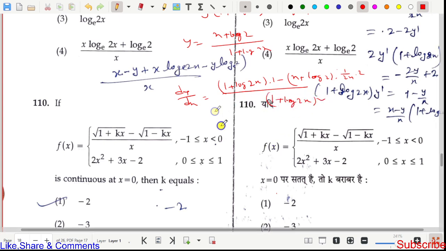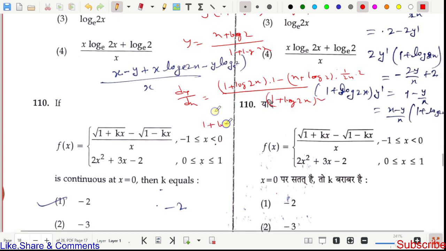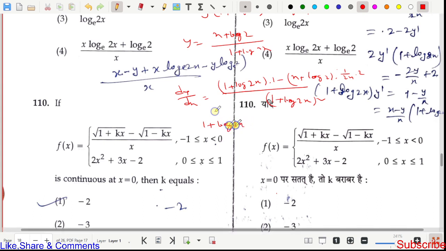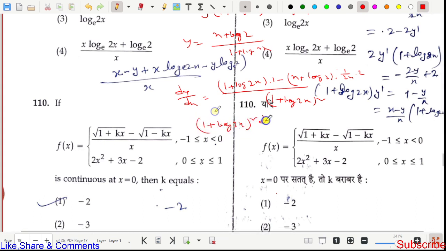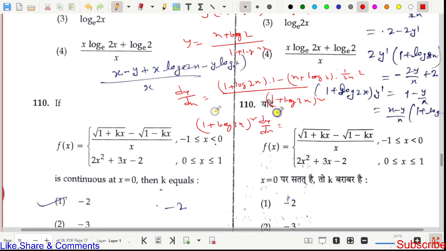Okay, so if we do cross multiplication, 1 plus log 2x whole square times dy/dx, this result we have to find out. Just simplify the right side, so 2 cancels out, this 1 by x multiplied by x will be 1, and with the minus sign it is minus 1, so plus 1 minus 1 will cancel out, so this term will be the only one left, and here also there is log 2x.